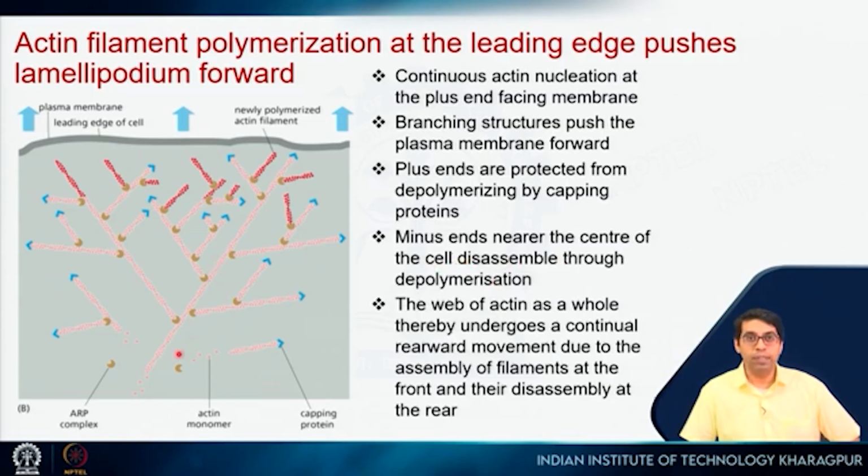So, these minus ends, you see, they will start depolymerization, and these monomers will be added at this end. So, the actin monomers are recycled. This web of actin as a whole thereby undergoes a continuous rearward movement. So, it gets depolymerized here, polymerized here, and pushes the cell in this particular direction.